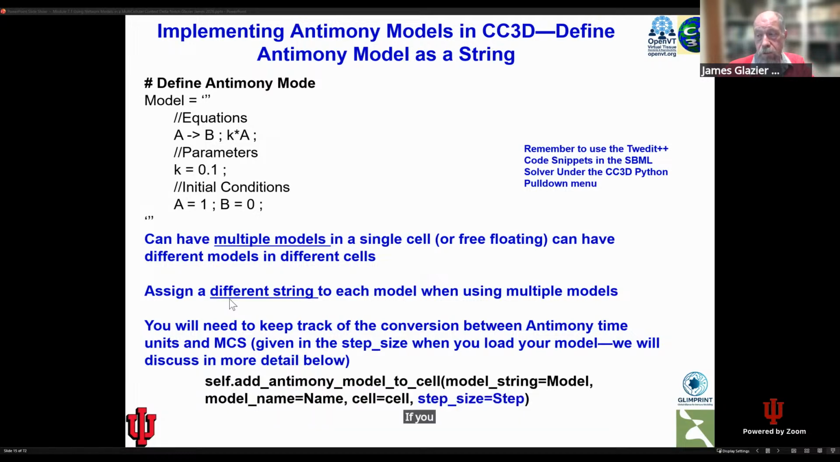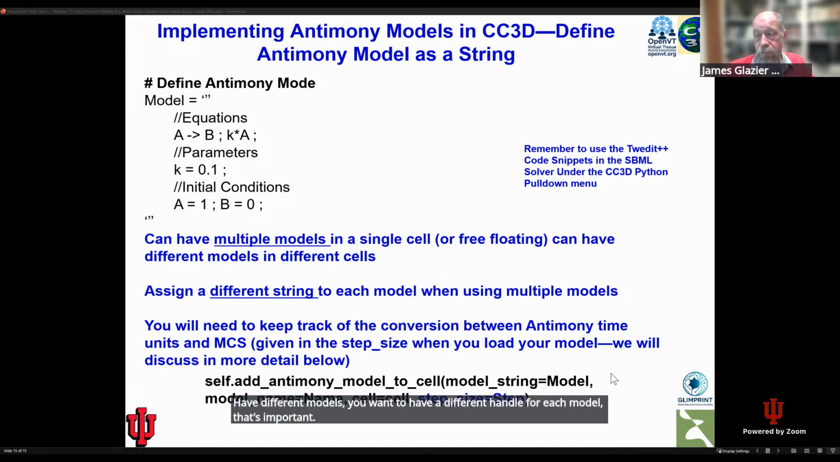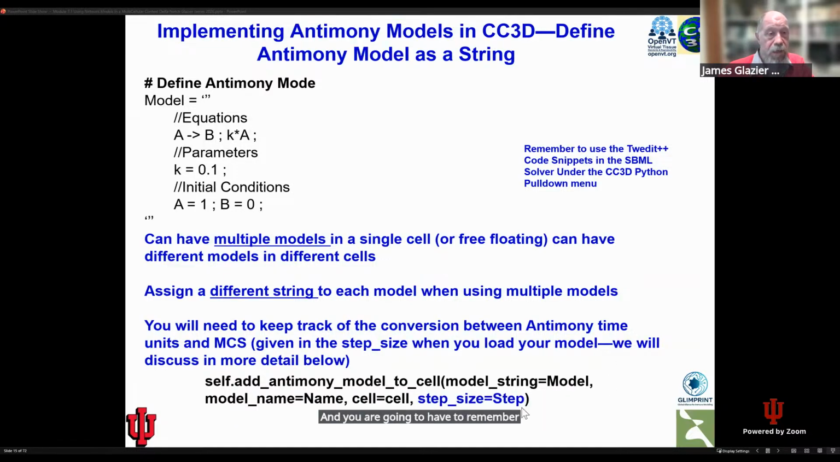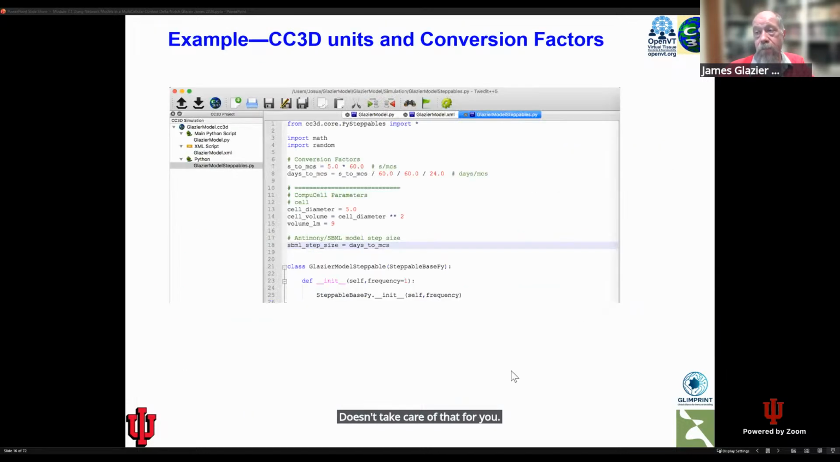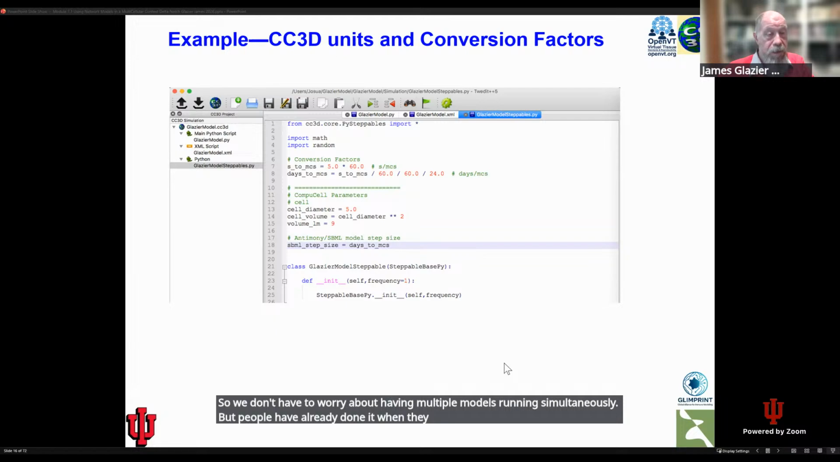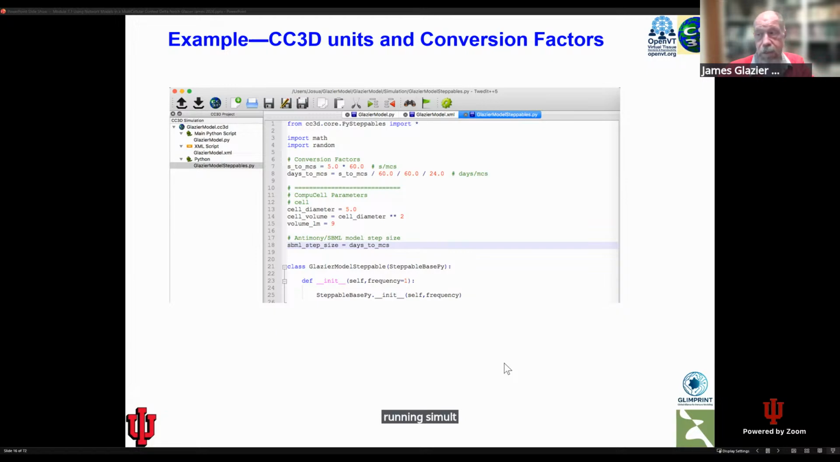If you are going to have different models, you want to have a different handle for each model. That's important. And you are going to have to remember that step size for each model. It doesn't take care of that for you. In the class today, we're only going to use a single model, so we don't have to worry about having multiple models running simultaneously. But people have already done it when they did the Gillespie and the ODE versions of the model running simultaneously. It's no different from that.